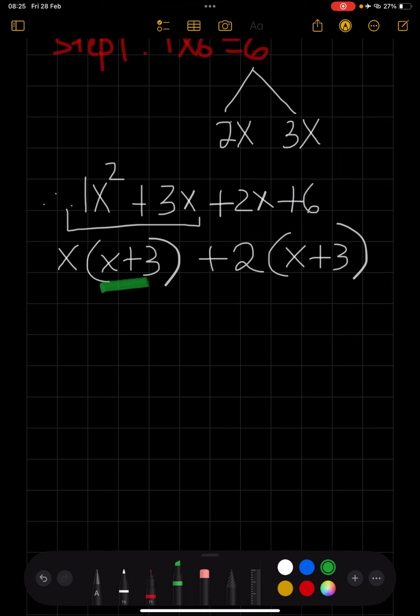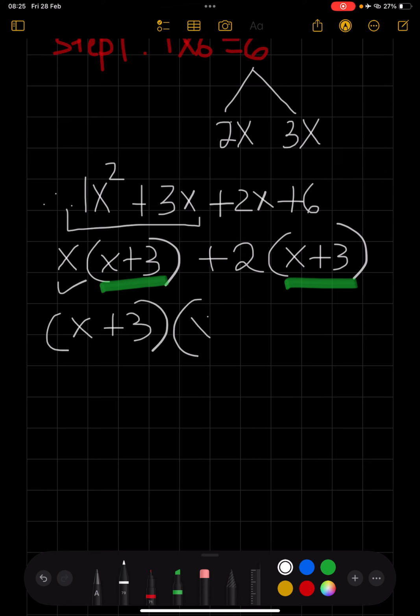The good thing is now we have x plus 3 as a common factor. So when we take that out, here we are left with x, so I write x, and then there we are left with 2, so we have plus 2 then. And this expression is fully factorized. All right. Awesome.